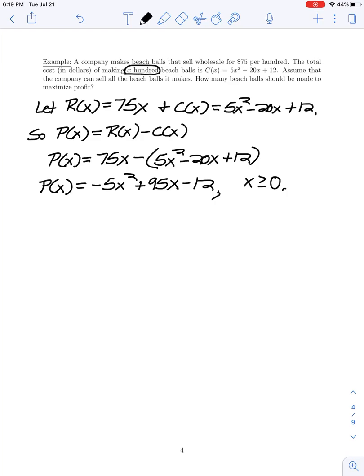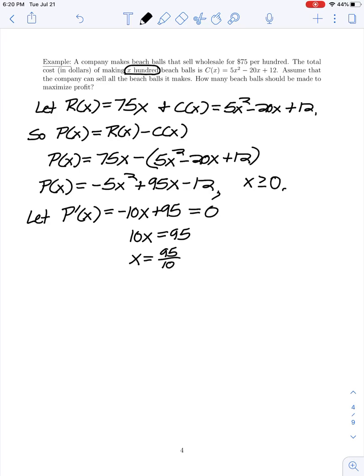There's a couple of ways to do it. One way would be to find critical values of this function and make use of the first or second derivative test. Here, our derivative, P'(x), would be -10x + 95. And this derivative is defined everywhere, so the only critical values we would have are values that would make this derivative 0. Solving for x, we would have 10x = 95, and so x is equal to 95 over 10, or 9.5.